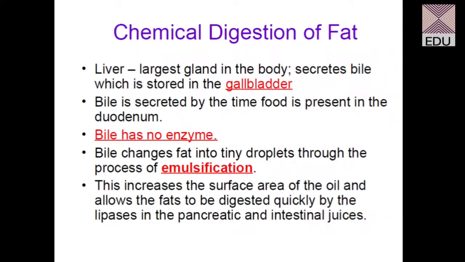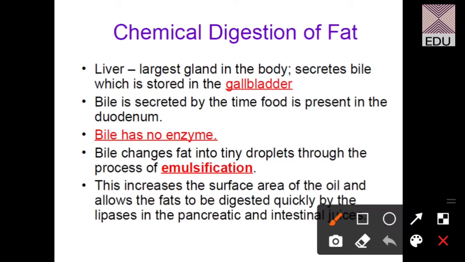One thing has to be noted that the bile has got no enzyme in it. Now, how does the bile then act on the fats if it has got no enzyme? So how can it affect the fat then? So, there is a process which is called emulsification. As you can very well see, it has been written over here, emulsification. So, this is the process by which the fat is changed into very small tiny droplets.